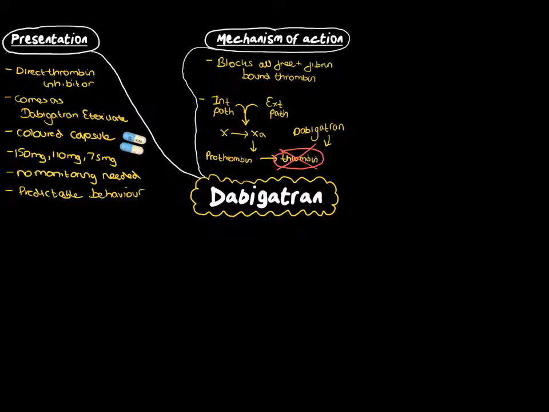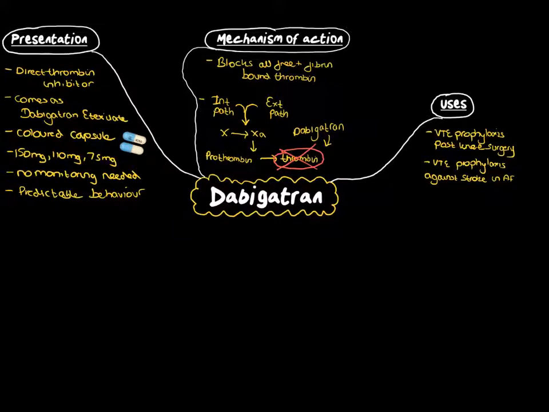When we're thinking about the uses of Dabigatran, initially it was licensed for VTE prophylaxis in people who had knee and hip surgery. That license was extended. It's now available for prophylaxis against stroke in people with atrial fibrillation, and the benefit of that was proven in the RE-LY trial in 2009 from the New England Journal.